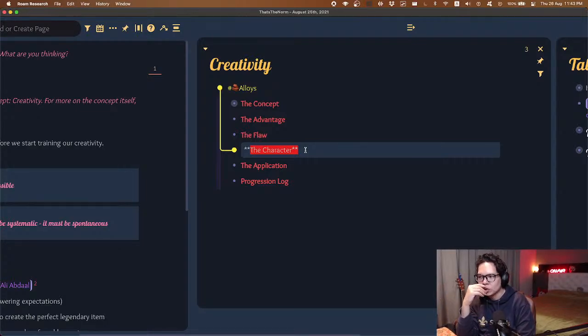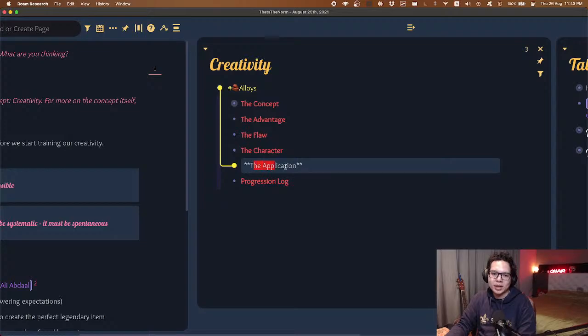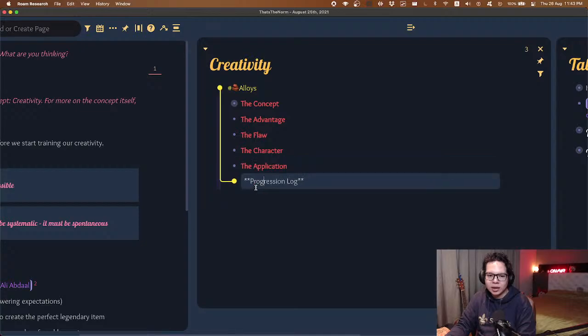Or on my well-being. An example: if I were to describe creativity, the concept, as a character, what would it look like? What would it sound like? How would they react? What would they be excited about? Why do they exist? Then the application is the different ways in which it can be applied, and links to specific blog posts and other notes where it's used. And the progression log is a log of timestamps and dates of how much this is updated over time.